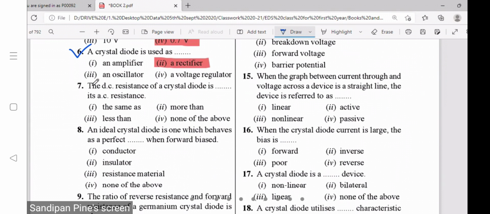DC resistance of a crystal diode, always we found, those who have done the lab, those who have calculated the resistances, they know these things. DC resistance always is more than AC resistance. So it's more.